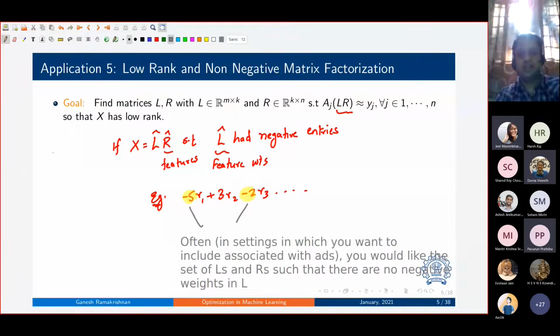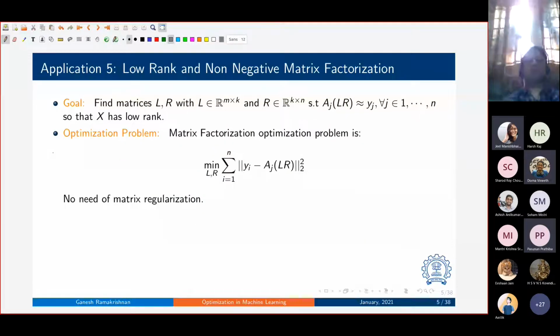So how do you do that? Okay, that can also be posed as an optimization problem. That becomes again a matrix factorization. You can, as I said, put this additional constraint on the L and R that they are positive, right? So this is the matrix factorization optimization problem. So low rank and non-negative. Low rank is by design because I'm actually using K here.